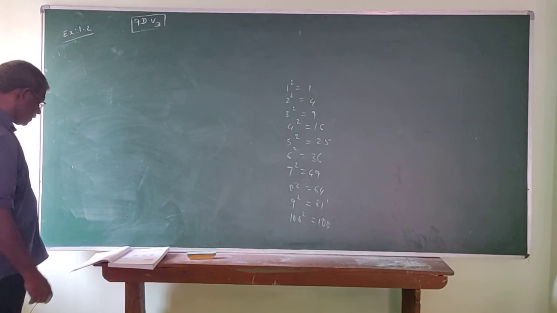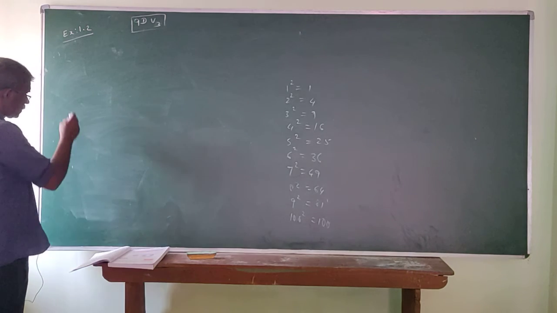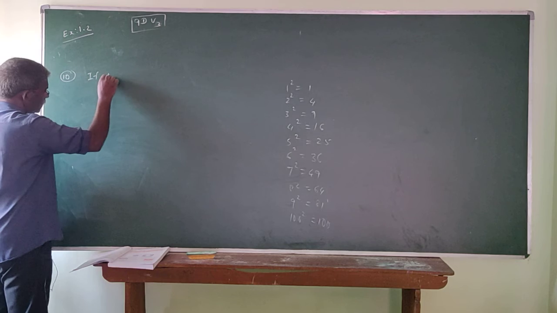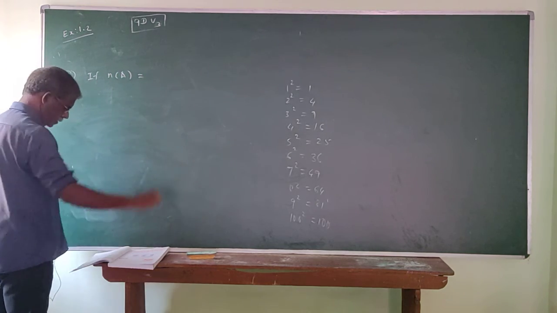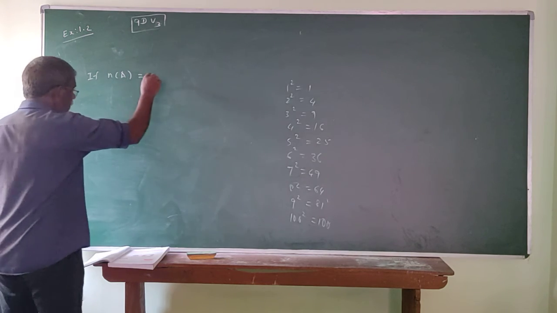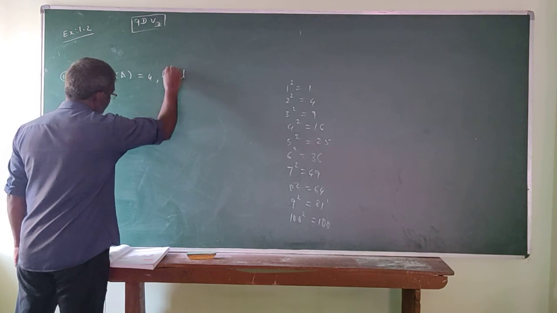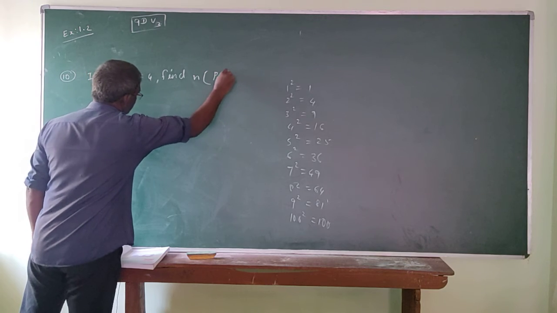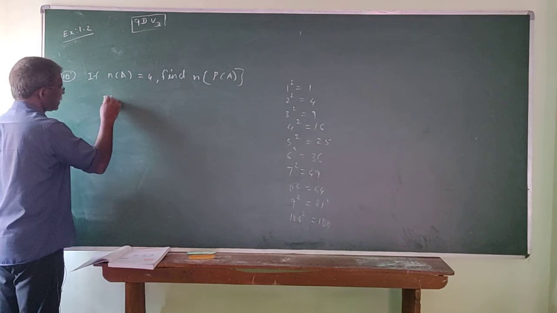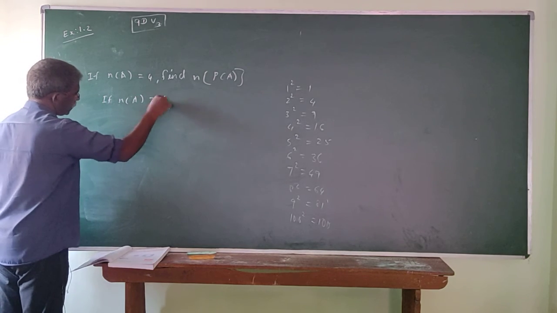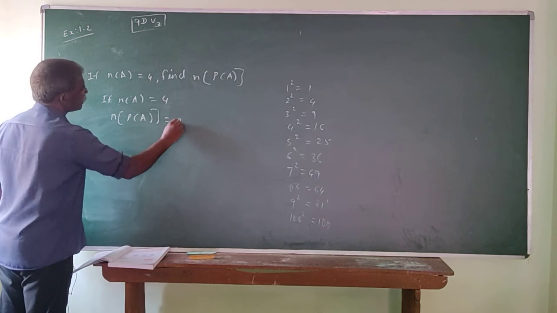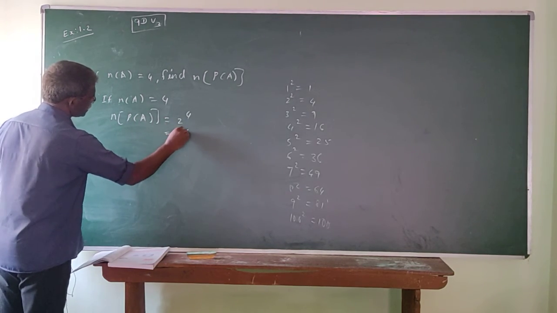Then the last question, question number 10. If n(A) is equal to 4, then find n(P(A)). So if n(A) is equal to 4, n(P(A)) is equal to 2 power 4, which is 16.